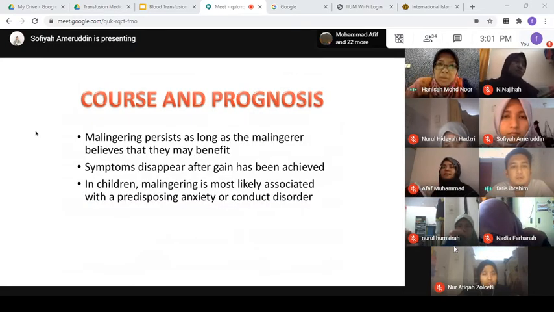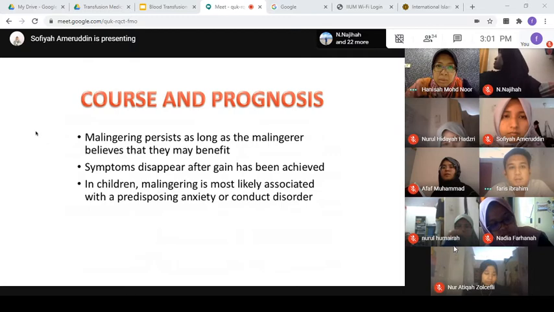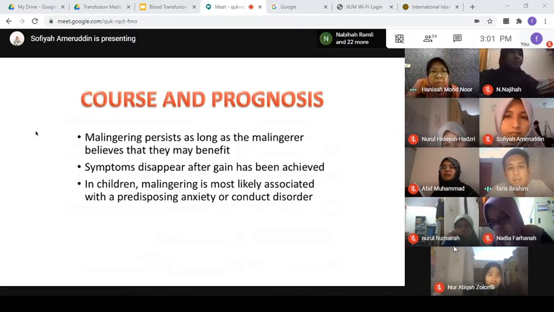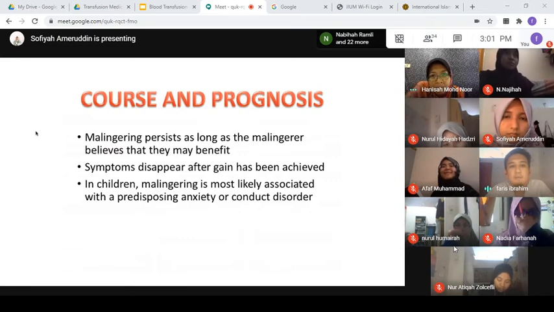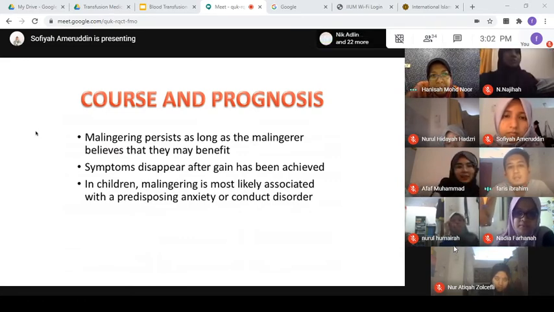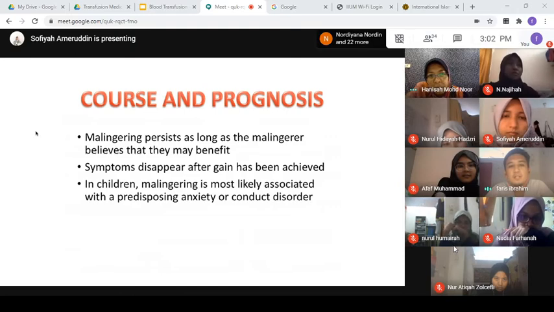Okay, so regarding the cause and prognosis, as long as the patient did not get what they want to get, they will continue to be malingering. So it persists as long as the malingerer believes that they may benefit. Okay, and once they get what they want, the symptoms disappear. Right. So in children, malingering is most likely associated with predisposing anxiety or conduct disorder.